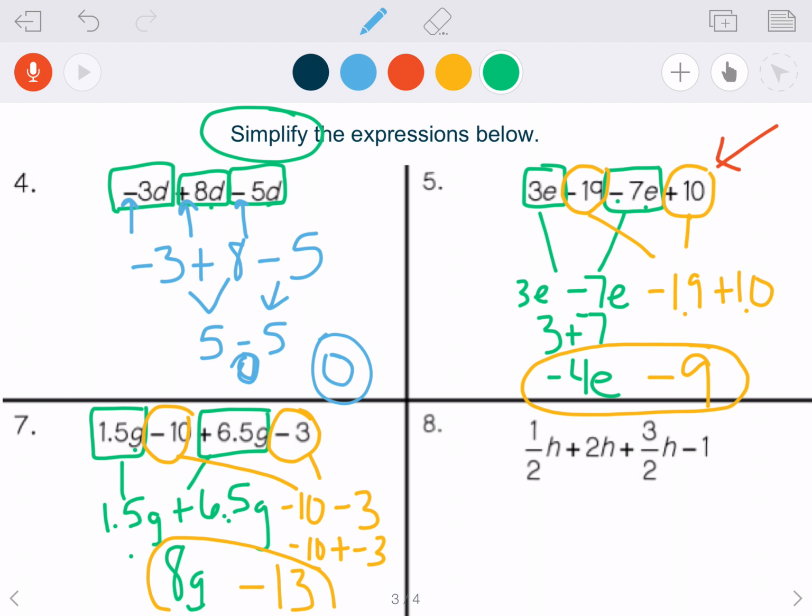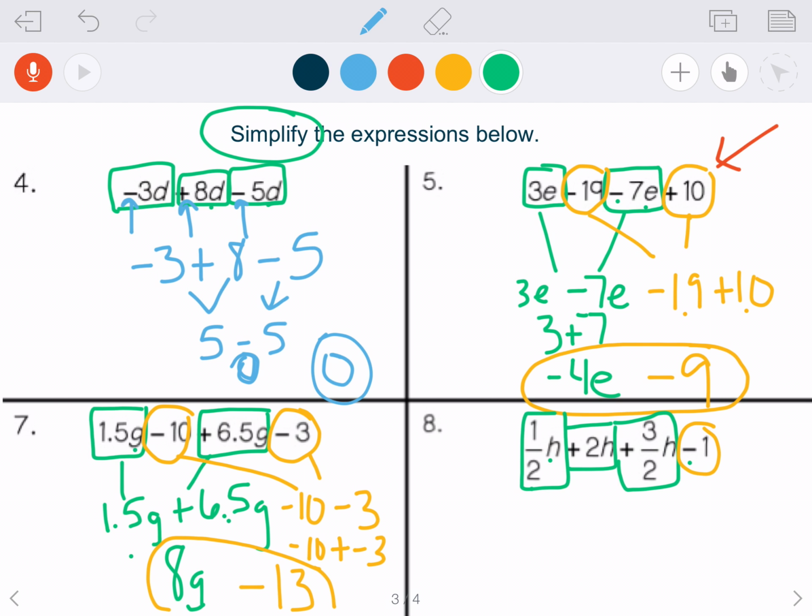And the very last example for today. 1/2 h plus 2h plus 3/2 h minus 1. Well, I'm going to put a box around this first term, and it has an h as the variable. The second term has an h as the variable, and the third term has an h as the variable. And my minus 1 here is by its lonesome.